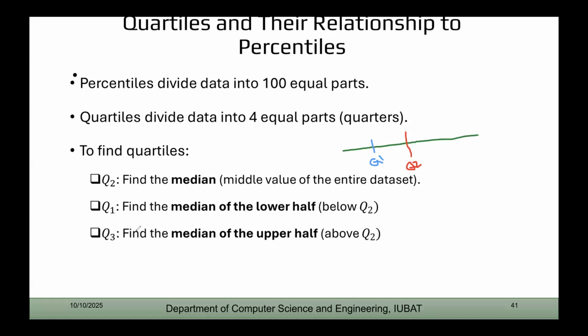Okay. So next is to find Q3: find the median of the upper half, the median above Q2, right? Let's pick another color, this one. Now maybe this is the middle, right? So this one is called Q3.